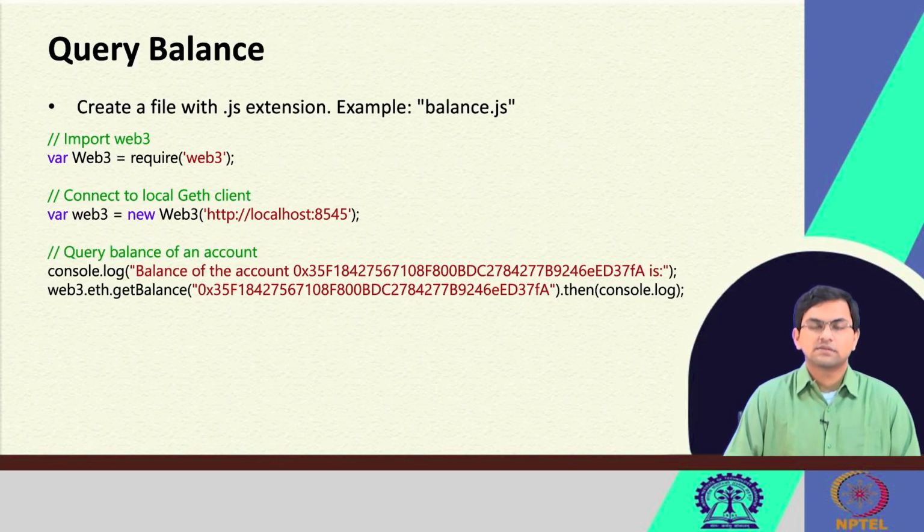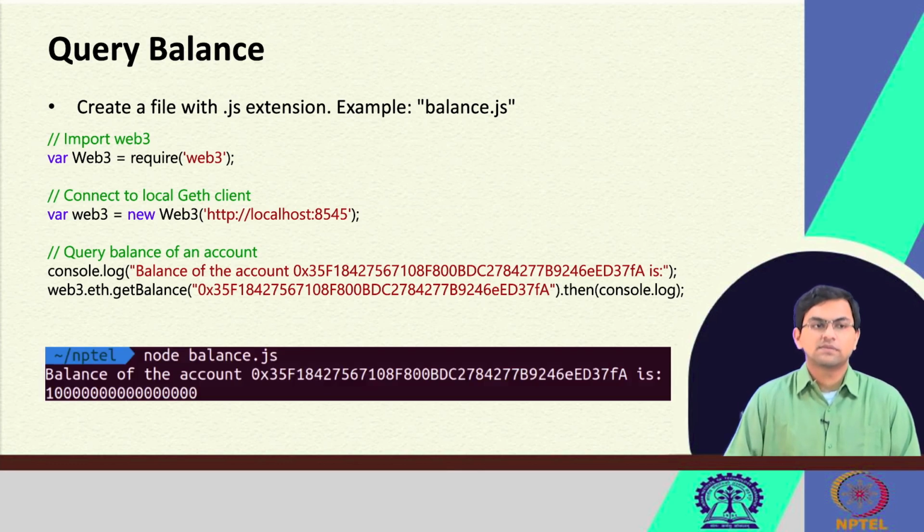After Web3 is configured to connect to the Go Ethereum client using RPC over HTTP, we can use it to do different kinds of queries. First we will see how we can query the balance of an account. For that we can just do web3.eth.getBalance and then pass the address of the account that we want to know the balance for. Since it is a promise, we can do then console.log. We will see how this code will work properly, and you will get the output like this.